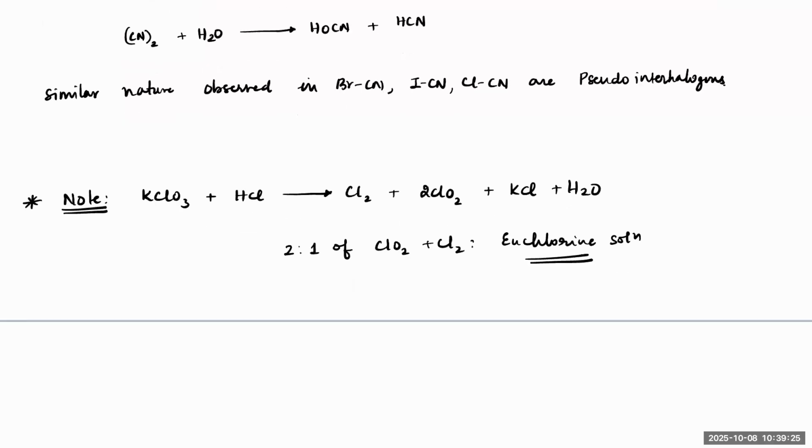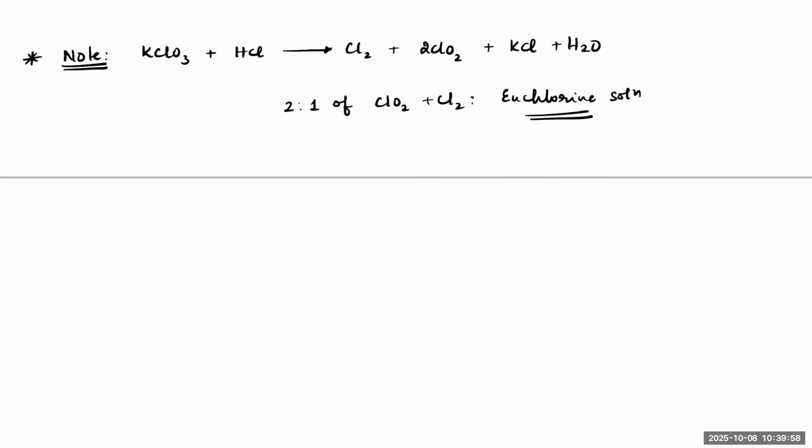Last thing, you can notice KClO3 plus HCl will give you chlorine gas, because this Cl minus will try to reduce the ClO3, converting the rest into ClO2, and KCl and H2O. So basically, here we have a 2:1 ratio of ClO2 and chlorine. This solution is called euchlorine solution. Got it? Euchlorine solution.